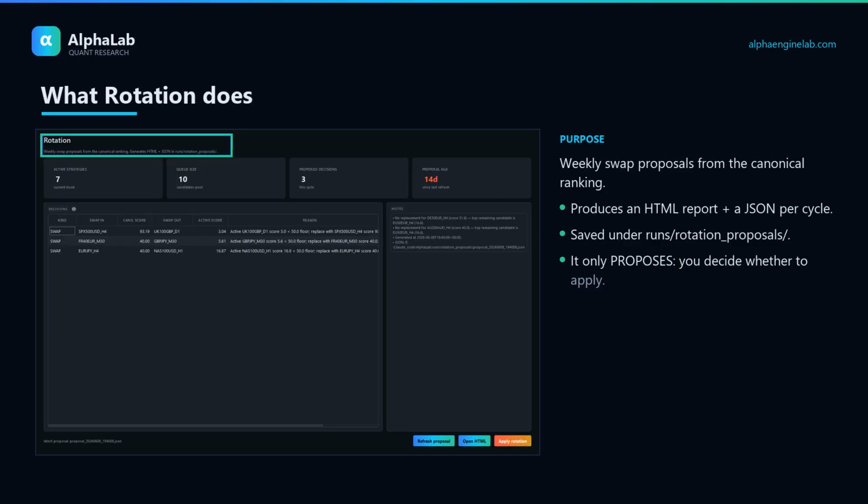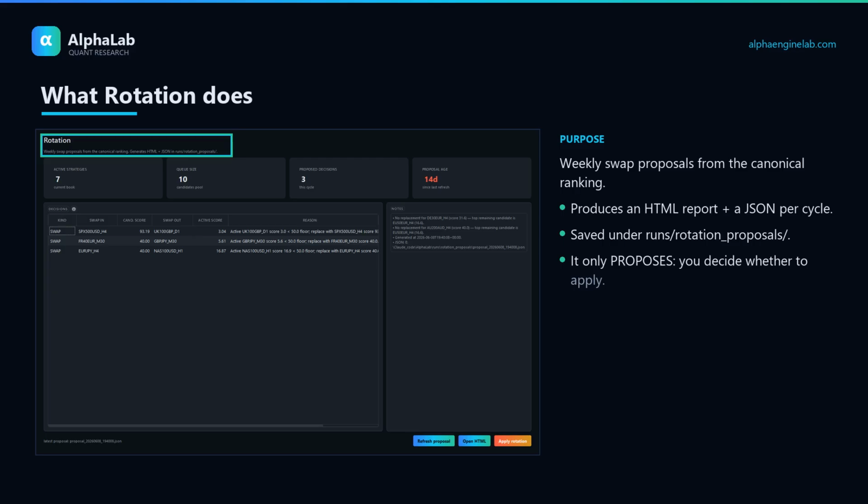The page subtitle sums it up: weekly swap proposals from the canonical ranking, which generate an HTML and a JSON in the runs/rotation_proposals folder. The canonical ranking is the ordered list of all your validated strategies. Rotation compares the ones you have active with the best candidates in the queue and tells you what to change.